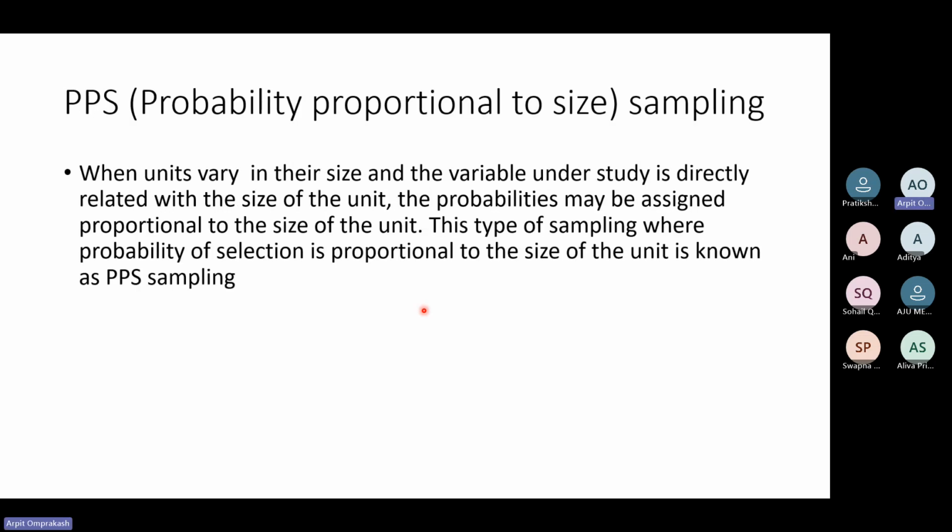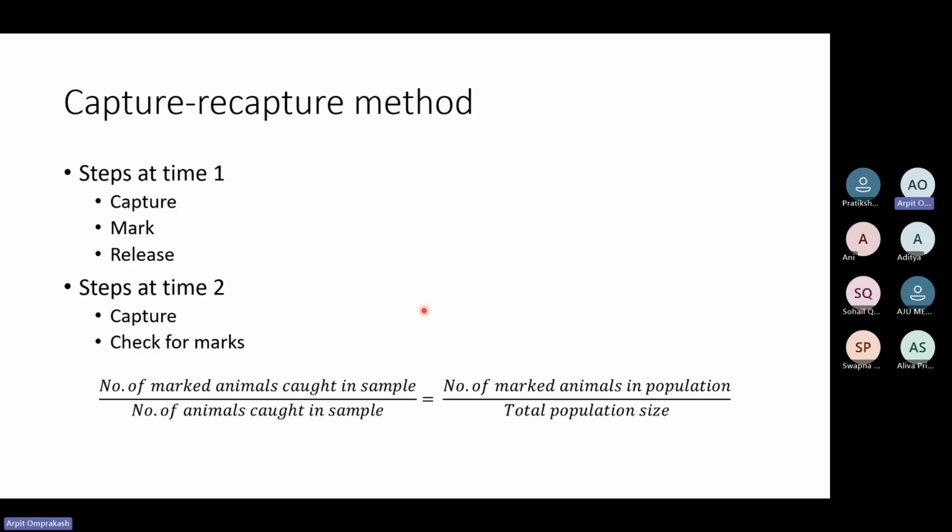Then we have PPS sampling, probability proportional to size, where basically the units are varying in their size and the variable under study is related to the size of the unit. So the probability is assigned based on the size of the unit. So you are more likely to find bigger units and less likely to find smaller units.